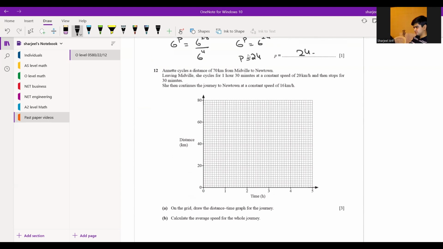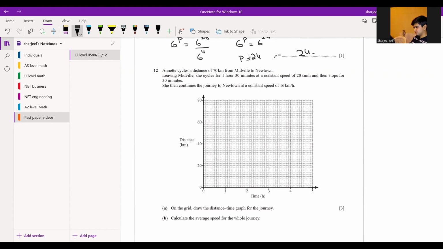Okay, now for question number 12. Anisa cycles a distance of 70 kilometers from Midville to Newtown. Leaving Midville, she cycles for 1 hour 30 minutes at a constant speed of 20 kilometers per hour, then stops for 15 minutes. She then continues the journey to Newtown at a constant speed of 16 kilometers per hour.